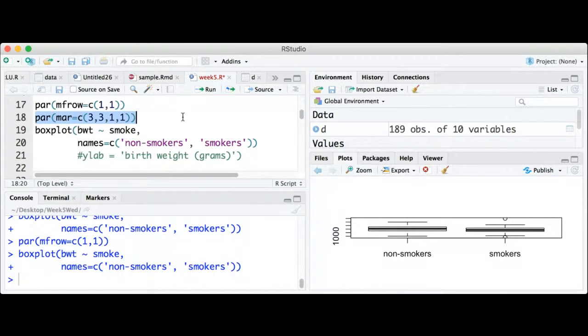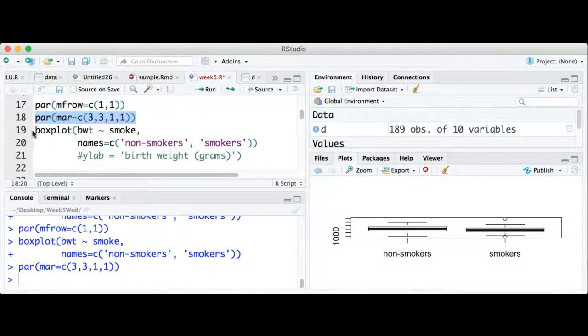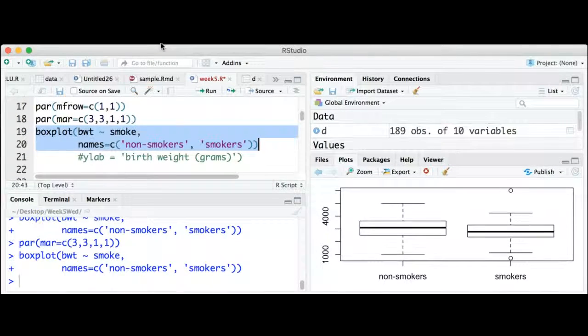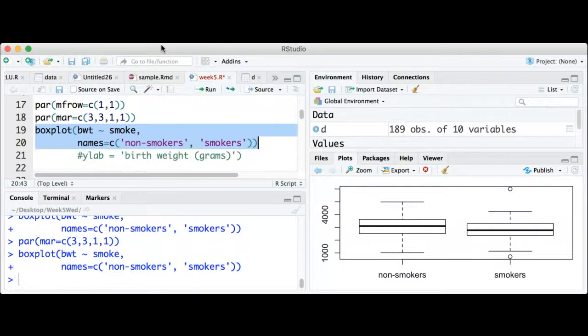I'm just going to change the margins. That's better. Now at least you get a bit of a picture of the box plot on the right there. So what do we notice about this box plot? Looking at the smokers and non-smokers, does it look like they're different? What do you think?